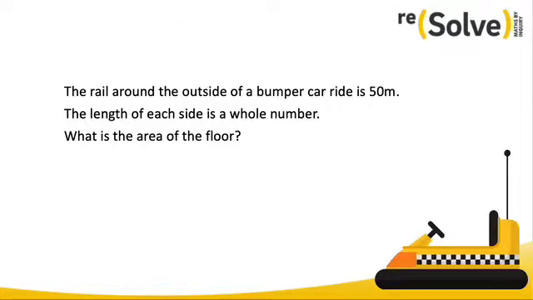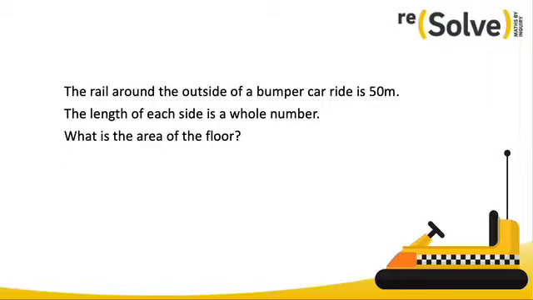The question you're going to think about firstly today is that the rail around the outside of a bumper car ride is 50 metres. So that means the rail the entire way around the rectangle is 50 metres. Another way of saying this is that it has a perimeter of 50 metres. The length of each side is a whole number. So there's no decimal numbers. Each length is a whole number. What is the area of the floor of the bumper car ride? Is there more than one answer to this question?